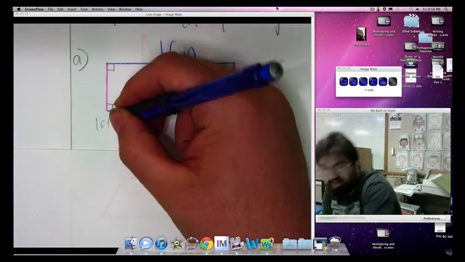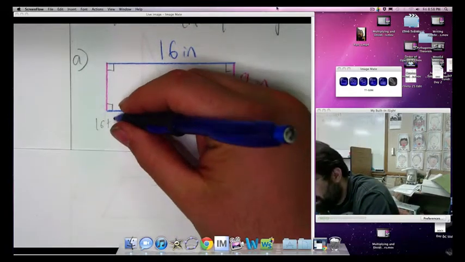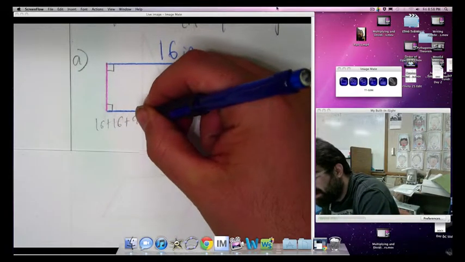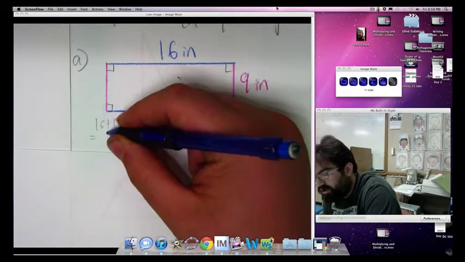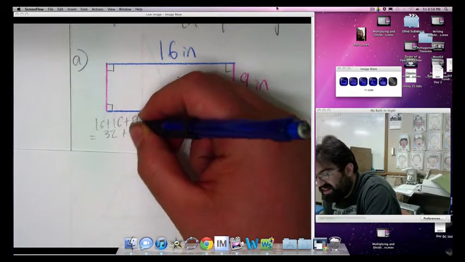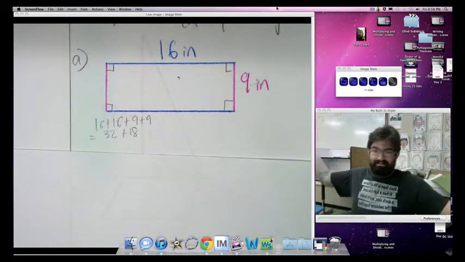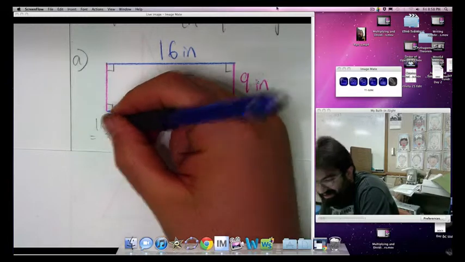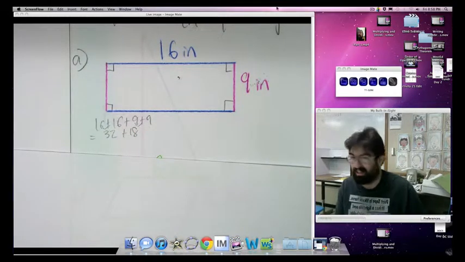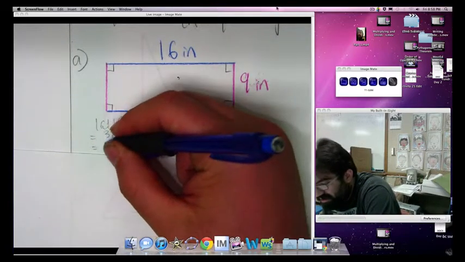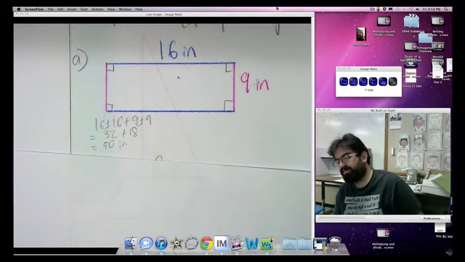You can do this either as 16 plus 9 plus 16 plus 9, or you can do 16 plus 16 plus 9 plus 9. I'm more of that type of habit. That's 32. That's 18. I'm going to do that because, well, why not? What is that, by the way? That is the associative property of addition. Lets me add out of order. So we get 50 inches, which we are going to write as a sentence.